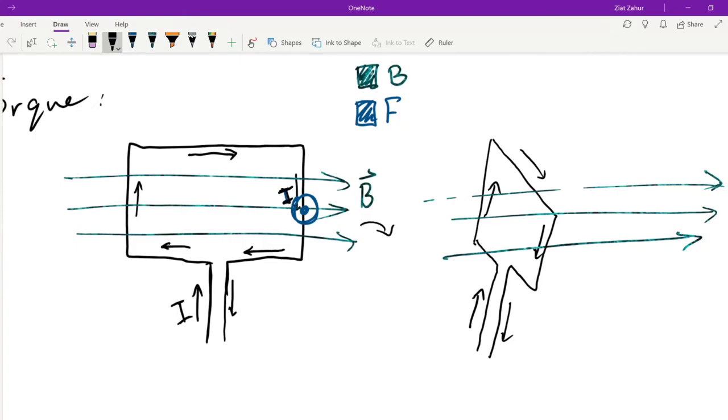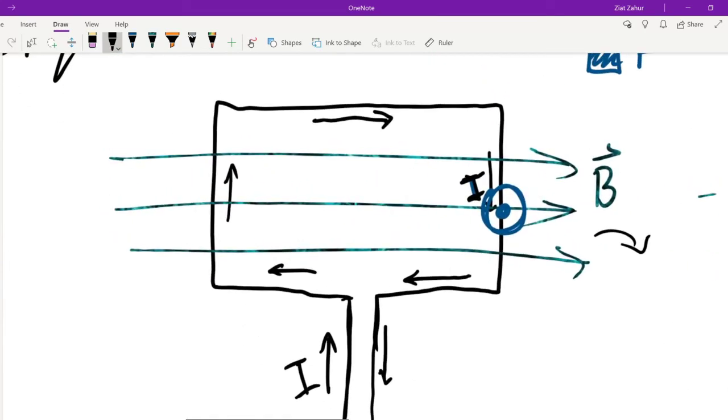Okay, what about the left one? Okay, let's do the left one. On the left one, we have current up, but the field is still to the right. You need your thumb upwards, fingers pointing to the right. You'll see that the palm is going into the page, in the page, yes. So this is going to be circle with an X.